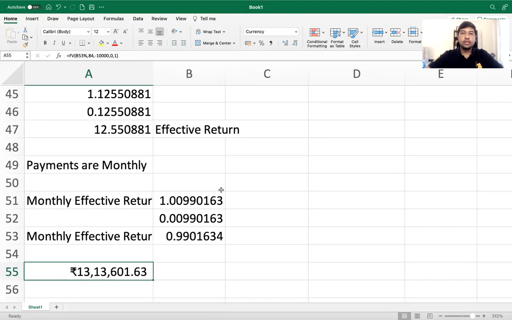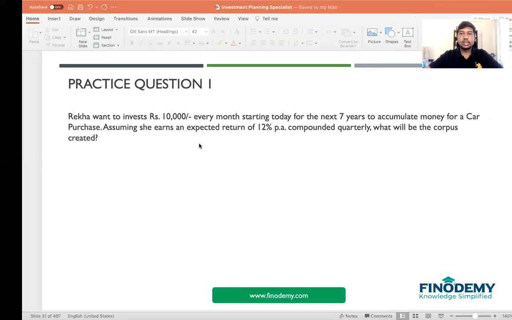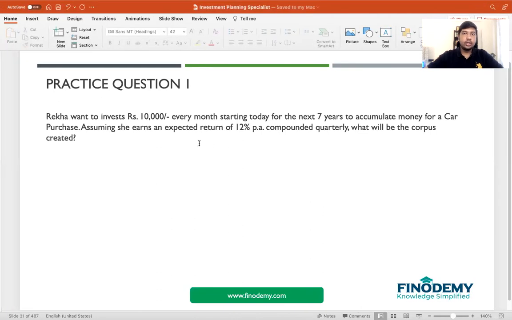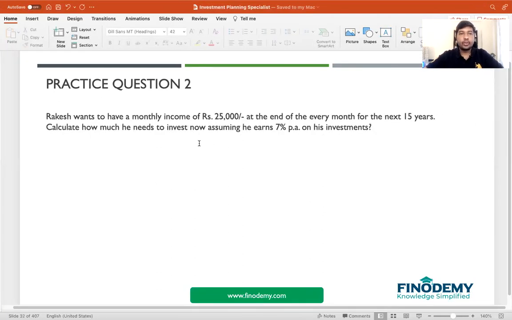Okay. So assuming that you've understood this, the answer we have got. Let's move to question number 2. So question number 2 is where Rakesh wants to have a monthly income of 25,000 at the end of every month for the next 15 years. Calculate how much he needs to invest now, assuming he earns 7% on his investments. Okay, please calculate. You can pause the video, calculate, and tell me your answer in the chat box.